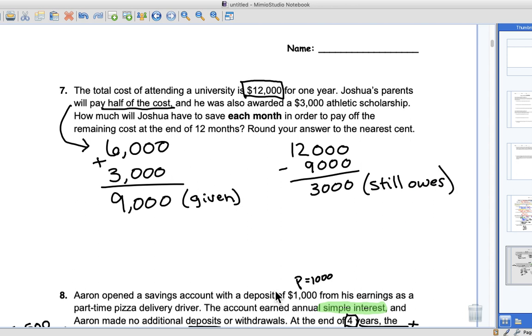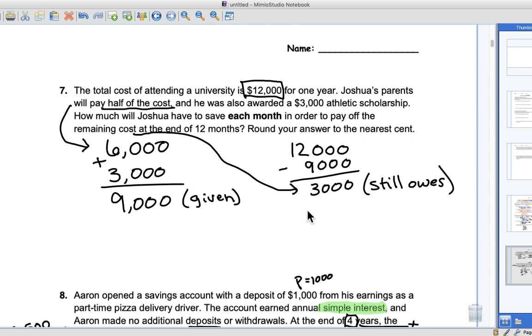Okay. Now let's keep reading. How much will Joshua have to save each month in order to pay off the remaining cost, which is $3,000, at the end of 12 months? So he wants to save the same amount each month to be able to get to $3,000 within a year.